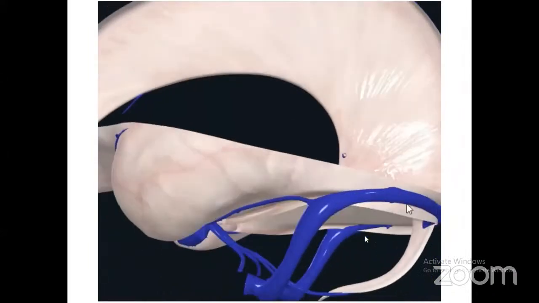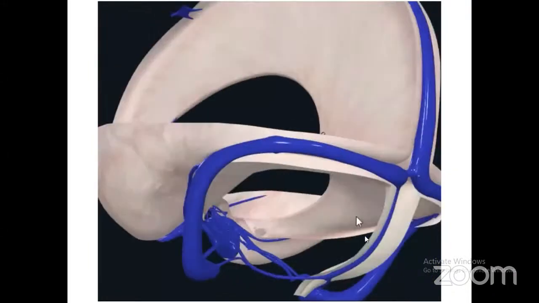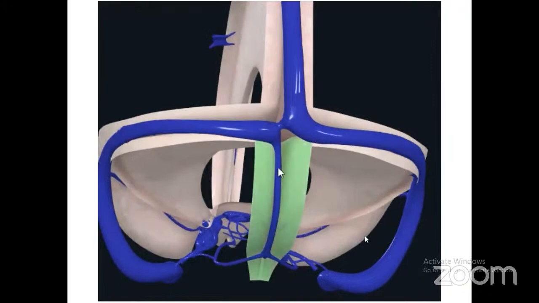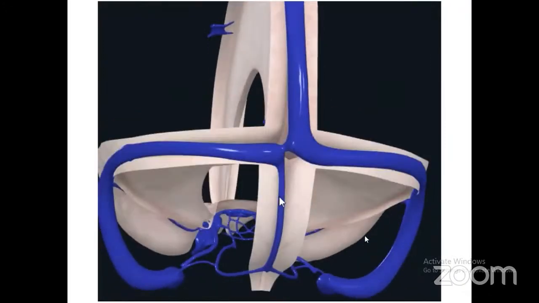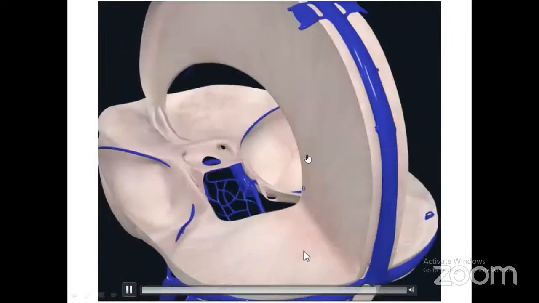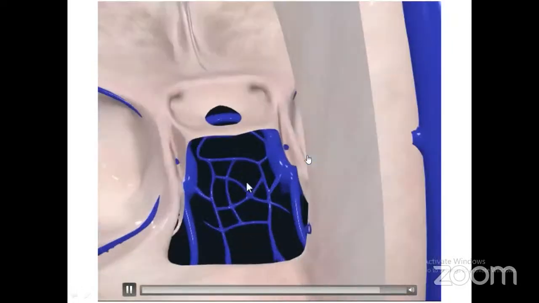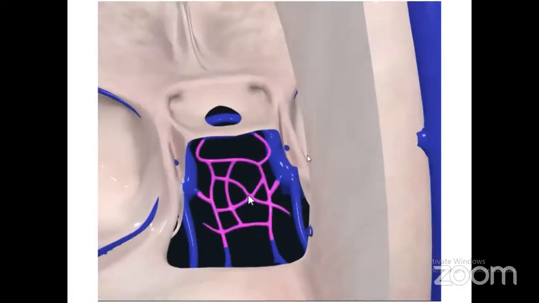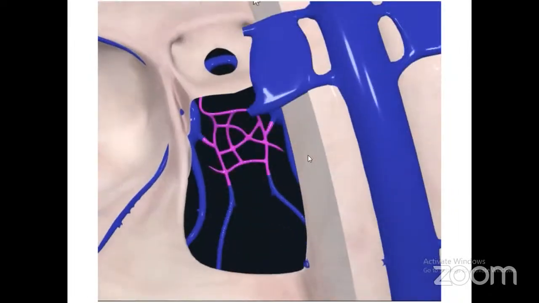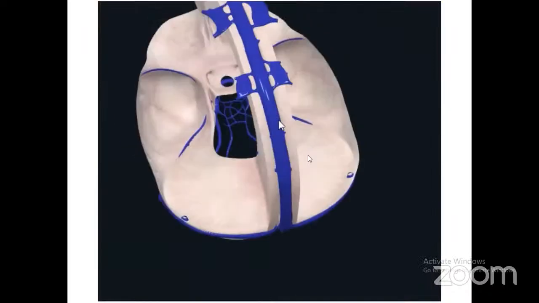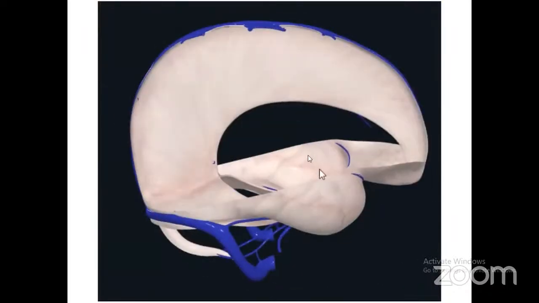And along this, you can see there is the falx cerebelli, which is incompletely separating the two cerebellar hemispheres. Along this margin, here you will see the occipital sinus. That is the basilar venous plexus over the clivus, and that is the anterior and posterior intercavernous sinus. So this is how the dural venous sinuses are arranged as paired and unpaired in the different dural folds.